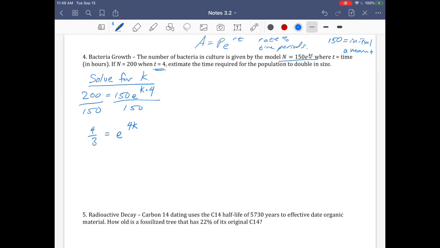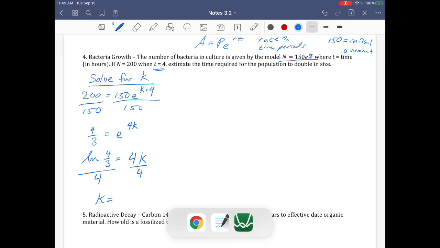So what are we going to do here now? We're going to take the natural log of each side, or convert into a natural log, because we have that base e. So the natural log of 4/3 equals 4k. In which case now you'll divide by 4. And so we get k, again pulling up our calculator here.